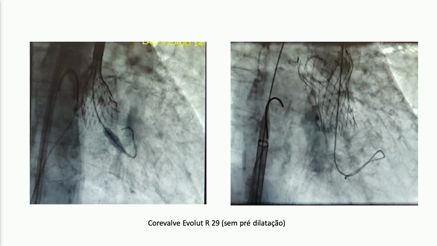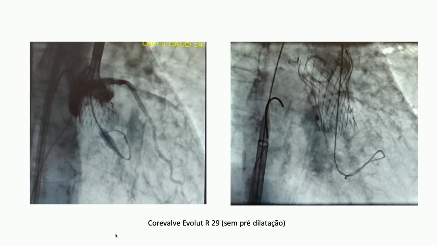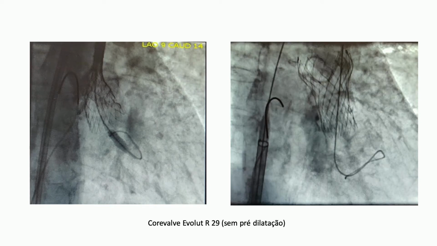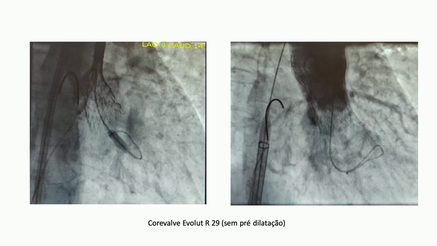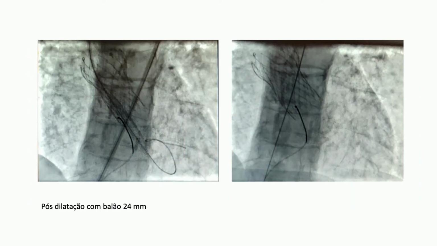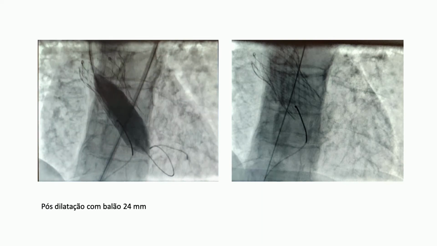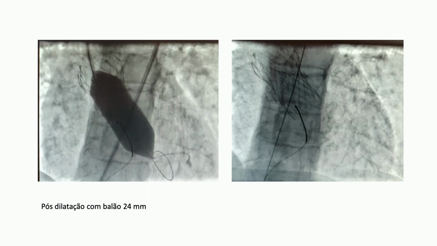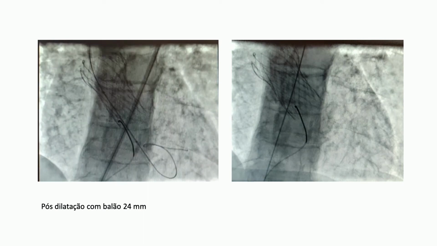We put it in without pre-dilatation, and we can see that the valve is not expanded. You can see here the valve is not expanded, and you have a moderate regurgitation. And we go with a 24 balloon to post-dilate, and the final result is very good, as you can see in the right scene.